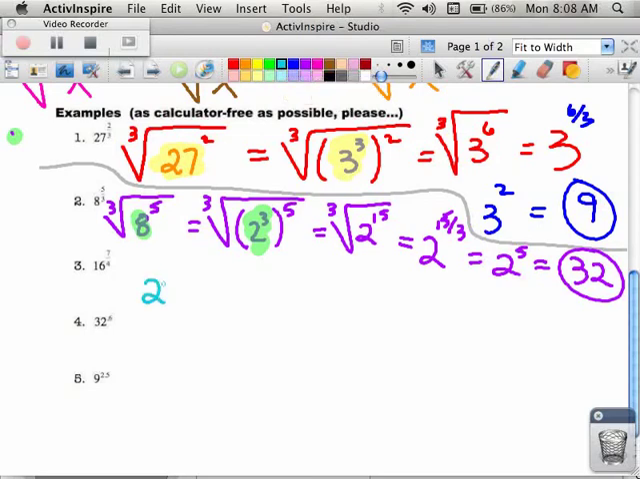16 is 2 to the 4th, and I'm raising that to the 7/4 power. So this thing on the inside, this 2 to the 4th, that's my 16, 2 times 2 times 2 times 2. And then already I'm at the situation where I have a power to a power. And what do you do with those things? You multiply them. So 4 times 7 is 28. 28 divided by 4 is 7. This is really like saying 2 to the 7th power.